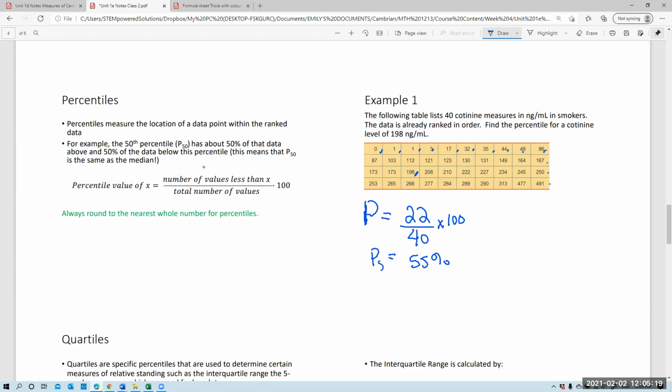So P55 equal. Actually, I wouldn't say it that way. There we go. The percentile equals 55. It's the 55th percentile for 198 nanograms per mil.